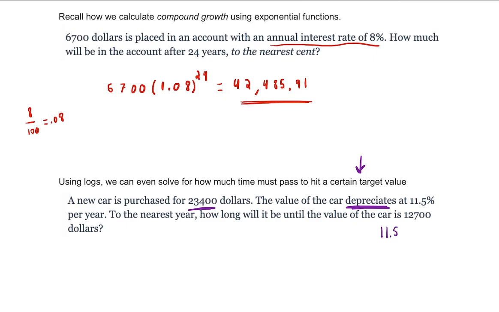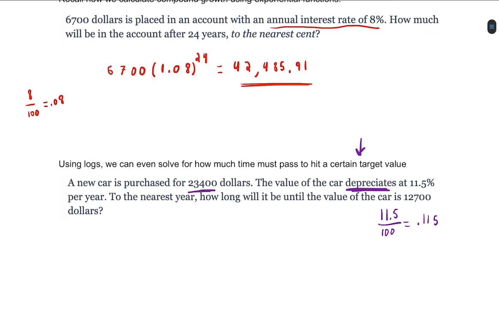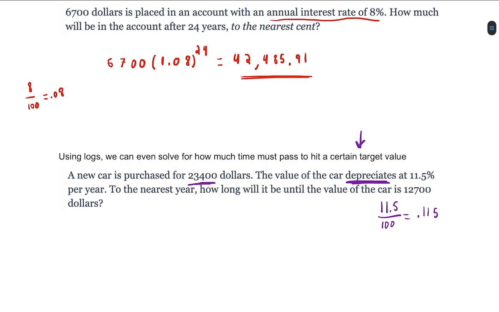So 11.5 as a decimal, divided by 100, or move the decimal place 2 times, is 0.115. To the nearest year, how long will it be till the value of the car is $12,700? Well, remember the way we did this is we set a goal. In this case, it's a backwards goal because we're saying basically when will the car be worth $12,700?